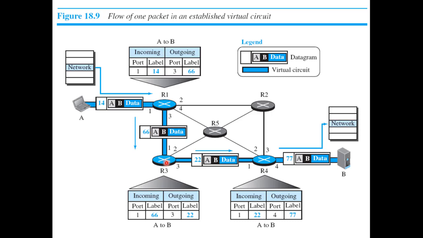Now once this receives a packet, it says that if the incoming packet is coming from port number 1 with the virtual circuit number 66, then it needs to forward that packet to port 3 with a virtual circuit number 22. Similarly, this will also do, and once it receives a packet on port 1 with virtual circuit number 22, it sends a packet on port 4 with the virtual circuit number 77. And once it receives this packet, it says that this is a packet which is coming from A.